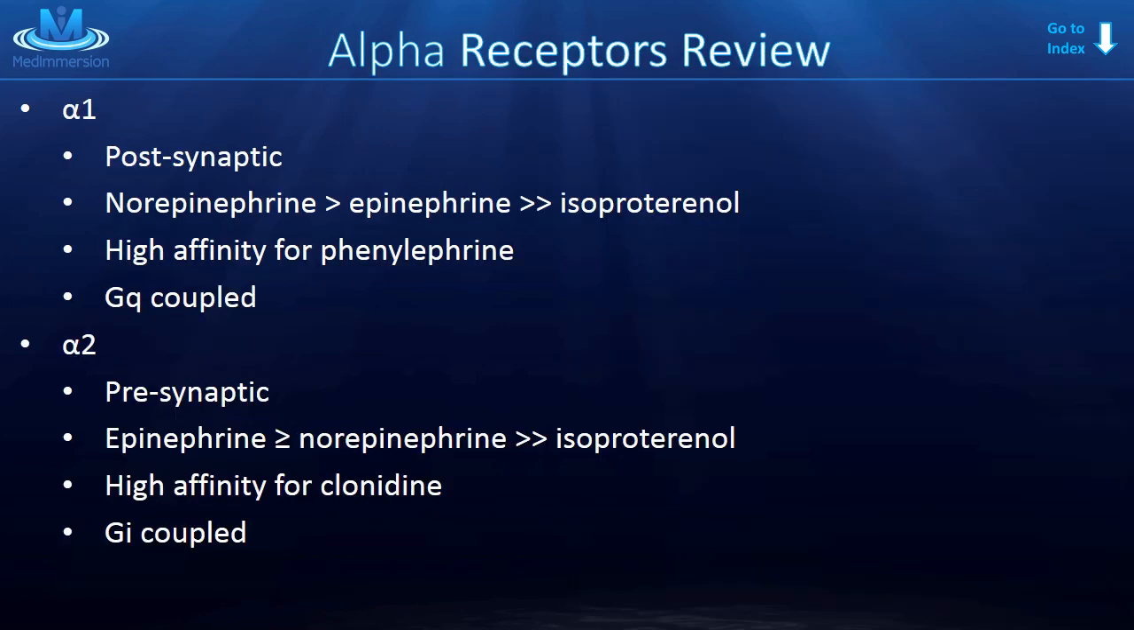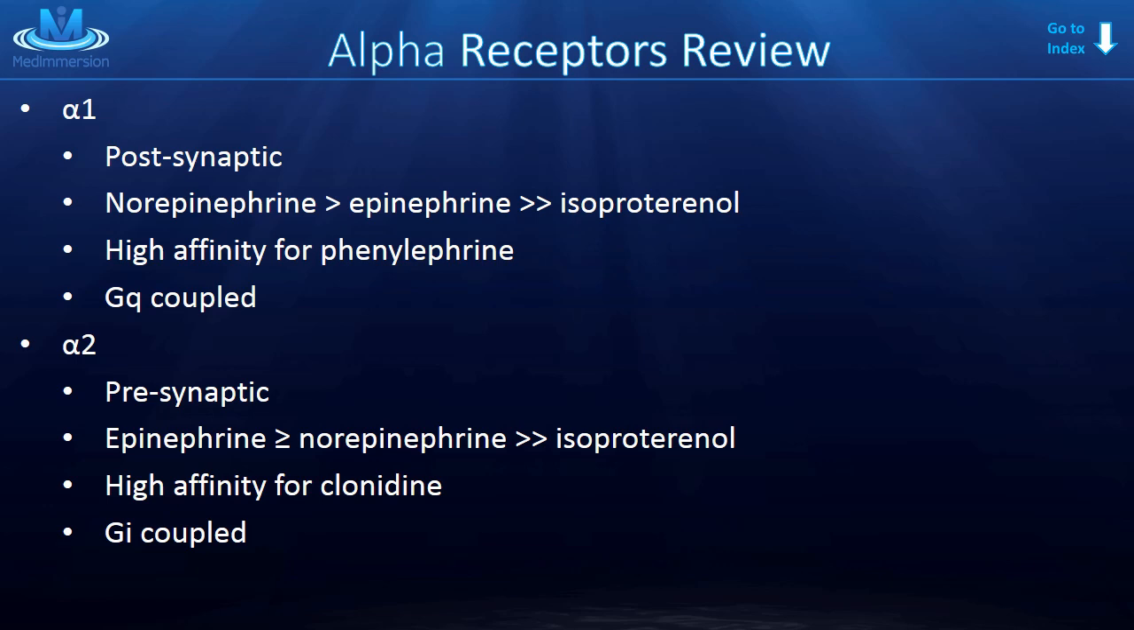For our review on the alpha receptors, first off is alpha-1. Remember, it is postsynaptic. There's only one presynaptic that we've talked about, and that's alpha-2. Alpha-1s are very sensitive to norepinephrine. Compare that to alpha-2, where epinephrine is greater than or at least equal to norepinephrine in its ability to stimulate alpha-2s. And both are not very sensitive to beta agonists, such as isoproterenol. Alpha-1s, high affinity for phenylephrine. They are GQ coupled. Alpha-2s, high affinity for clonidine, and they're GI coupled. Now these few bullet points are pretty high yield, so try and remember these.